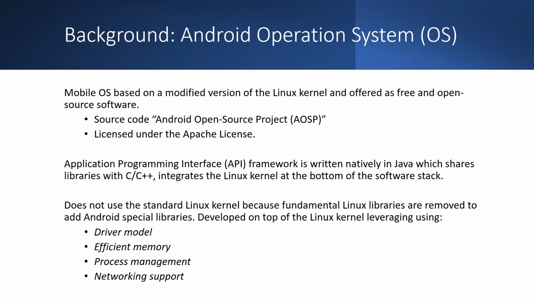The Application Programming Interface framework is written natively in Java, which shares libraries with C and C++, and integrates the Linux kernel at the bottom of the software stack. It does not use the standard Linux kernel because the fundamental Linux libraries are removed, adding Android-specific special libraries. It's then developed on top of the Linux kernel, leveraging the driver model, effective memory management, process management, and network support.